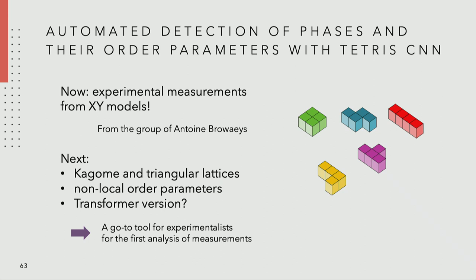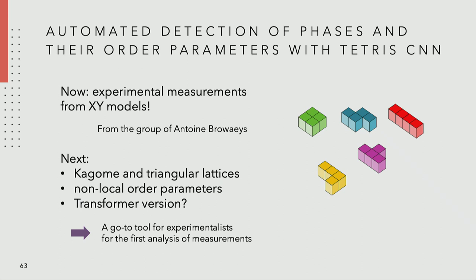Okay. So this was the Ising model, and we can say, yes, we have an interpretable CNN that can detect both order parameters and phases of matter. But in practice, what I'm saying is that our network learned the magnetization of the Ising model. So that's a bit less impressive than the first statement. But now we try to make something really interesting out of it: we are tackling the XY model and experimental measurements from this simulation, from the group of Antoine Browaeys again.